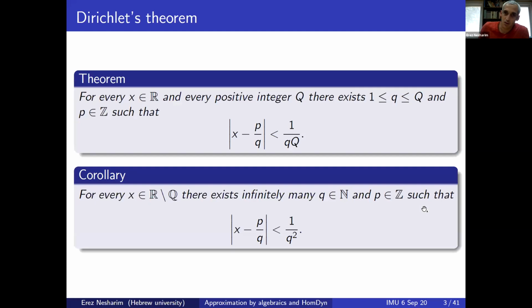A good starting point for Diophantine approximation is Dirichlet's theorem, which says that for every real number X and every positive integer Q, there exists a denominator smaller than Q and a rational number with that denominator such that it approximates X better than one over Q times Q. Two reasons that this is a good starting point are that the proof is very easy and also it gives the best possible result.